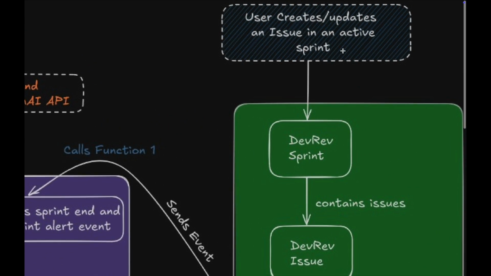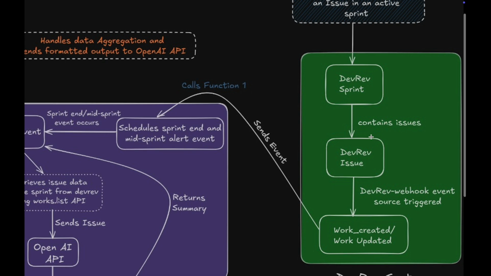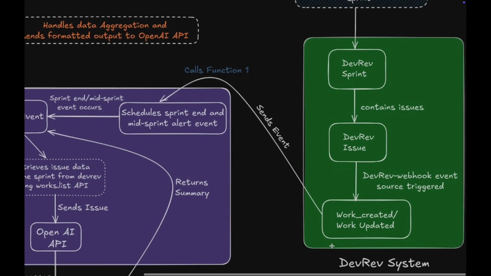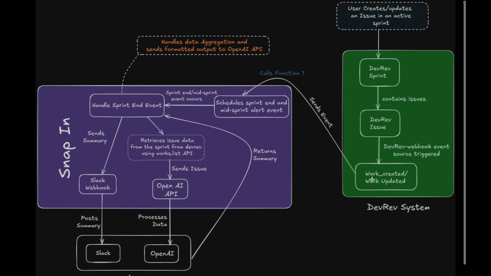So, all of this begins when a user creates or updates an issue within an active sprint. This action triggers a work created or a work updated event through DevRev's webhook system. This triggered event is sent directly to the Snap-in, which acts as the brain of the system. Once the Snap-in receives the event, it schedules two critical tasks. The first one, a mid-sprint alert to ensure timely check-ins. And the second one is a sprint end event to summarize the sprint.